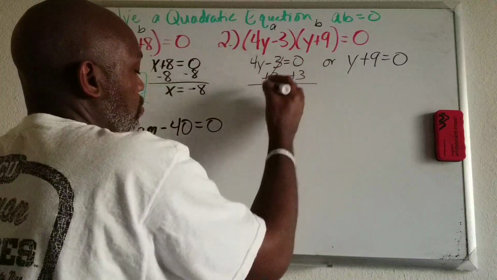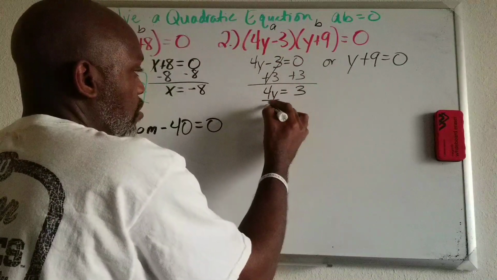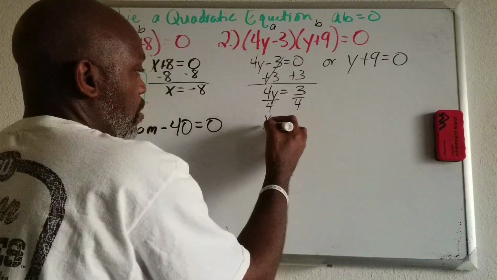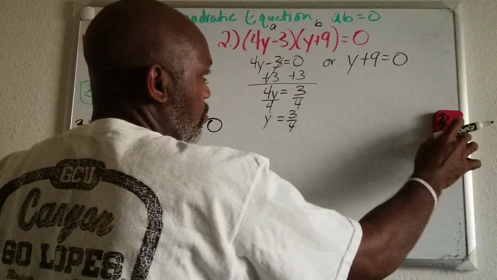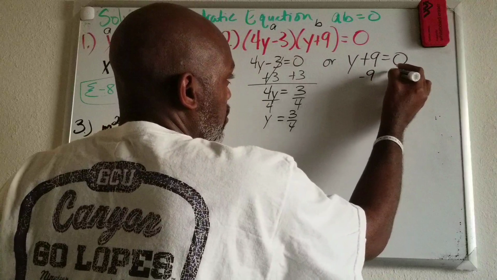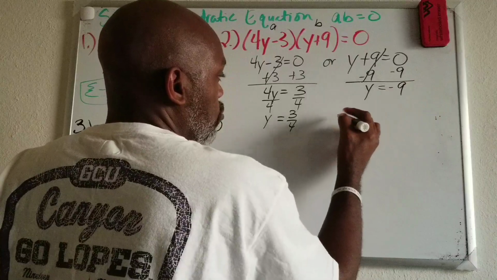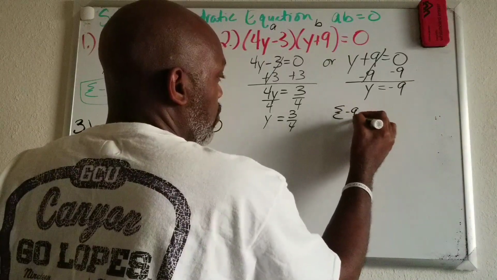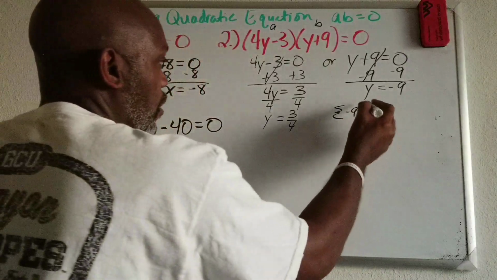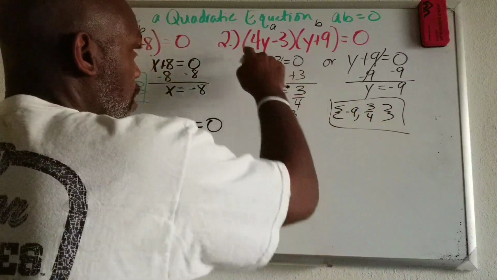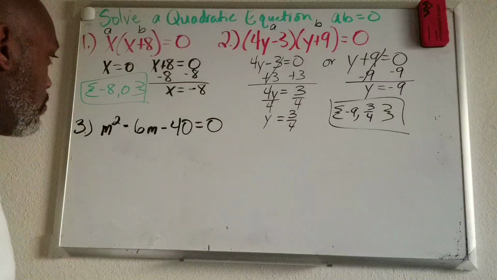Okay, so that cancels out. We have 4y equals 3 because we added 3 to both sides. We divide both sides by 4. That's the division property of equality. And so we have y is 3/4. Then here we subtract 9 from both sides. That's the subtraction property of equality. y equals negative 9. So our answer could be either negative 9 or 3/4. Okay? And this is our answer. Either one of these would make this statement true. So that's what I was trying to say before, but I just messed up.